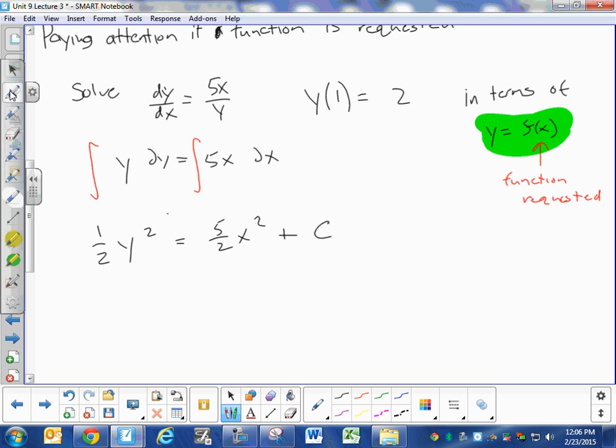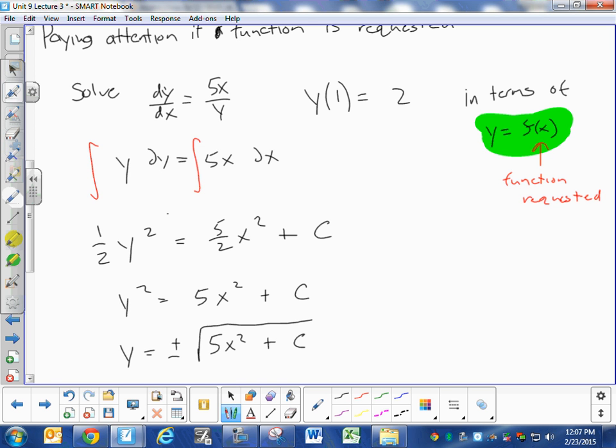When we're doing it, we're going to have to solve for y to get y equals something. I'll start by multiplying both sides by 2. I get 5x squared plus 2 times c. What's 2 times c? Just a c. Good. And then when I take the square root of something squared, this is where I get a plus or minus. Well, this is not a function. So this is not the answer that I want to get.